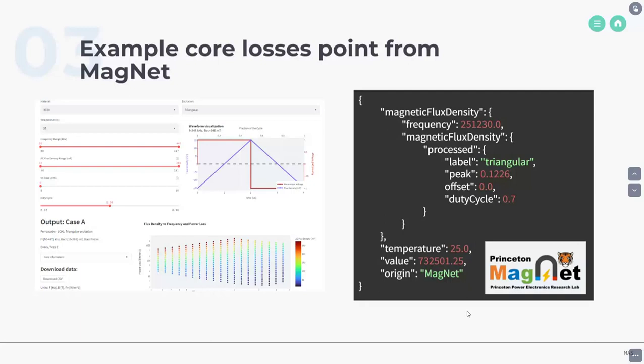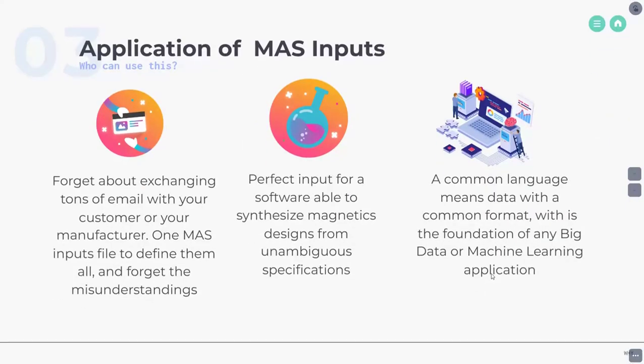And this is how you store one data point for core losses. You just define the magnetic flux density with the frequency, the peak, and there's one question that I will answer later, the duty cycle. And then apart from that, we just need to store the temperature and the value of the volumetric losses. And if we want to store the origin, it's also nice. This is how we store the core losses data points into the Open Magnetics database.